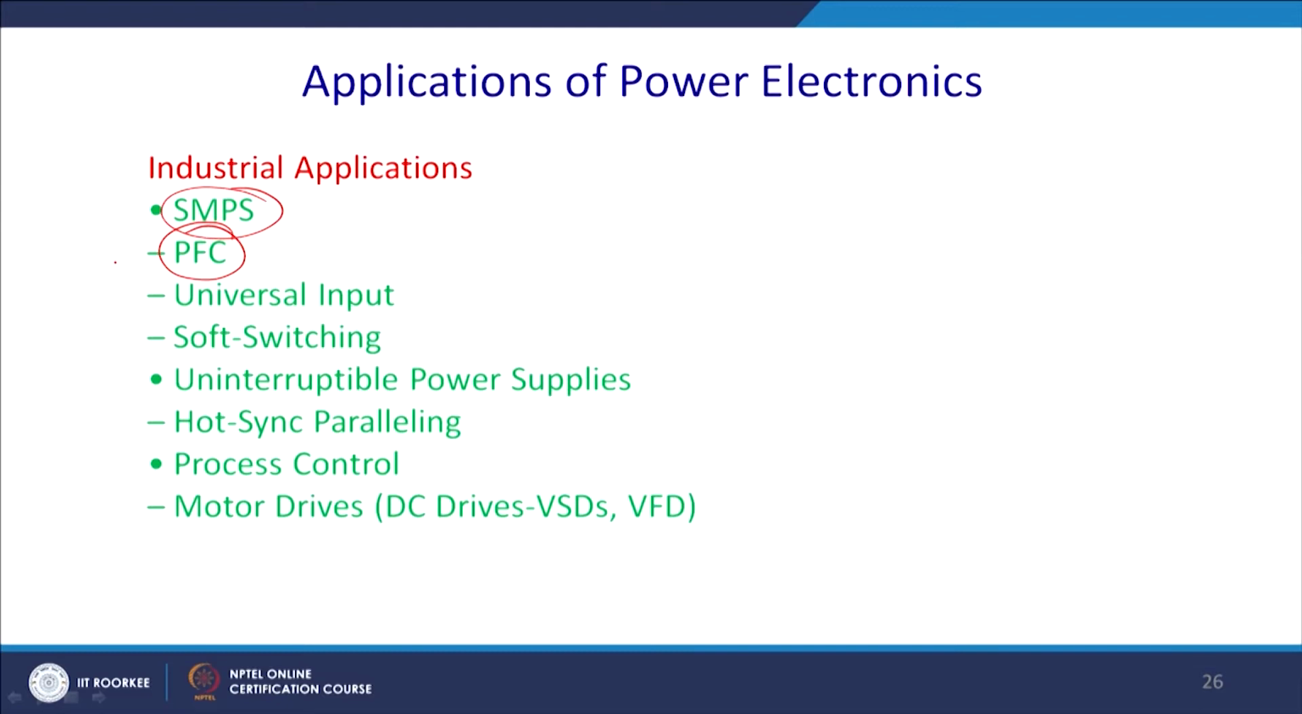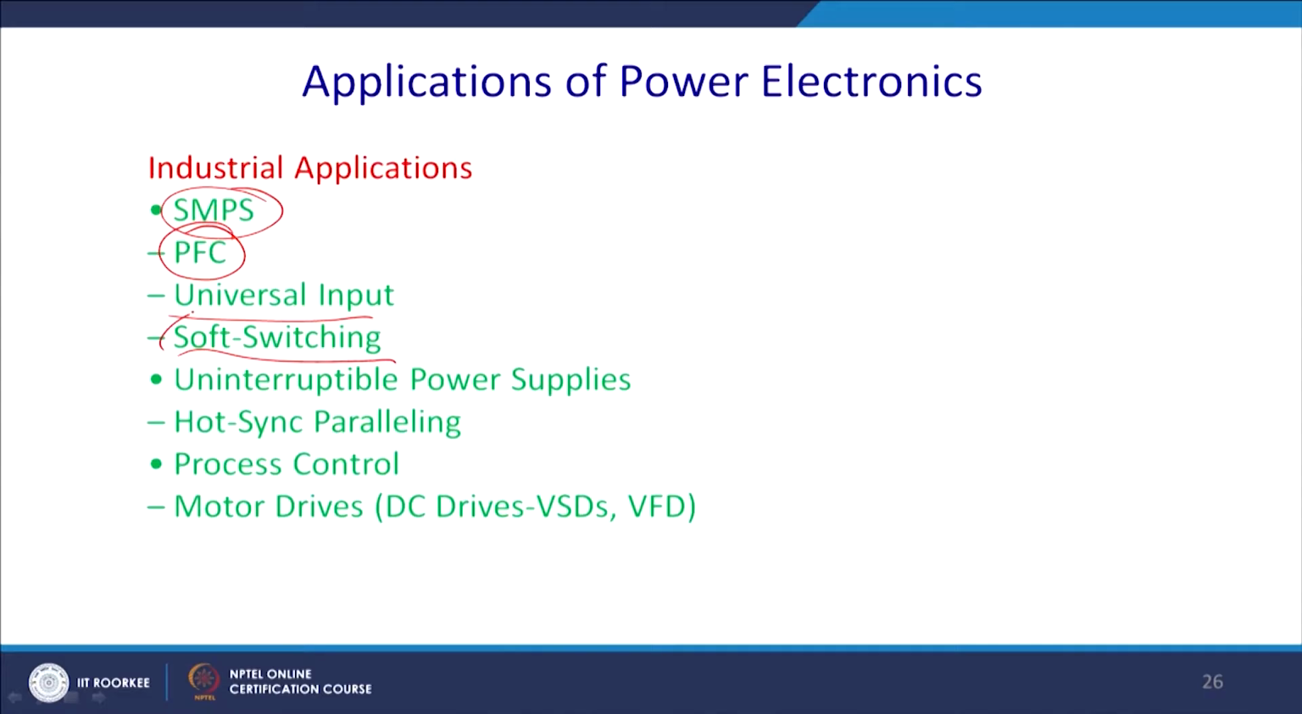Now we have had detailed discussions about different kinds of topology, and we find that power electronics finds its applications for industrial usage. This is basically the switch mode power supply. Mostly it is in DC to DC converters, and the power factor correction technique or PFC is used in the case of AC to DC conversion. Universal input is also used in industrial applications for AC to DC or DC to AC.